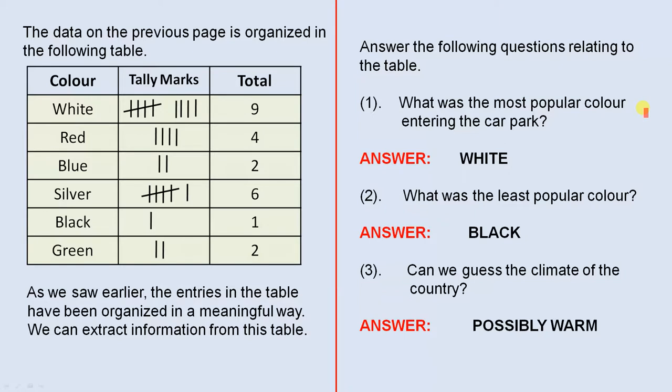What was the most popular colour entering the car park? Just look at the largest number and you'll see that it's white. What was the least popular colour? The smallest number is black.